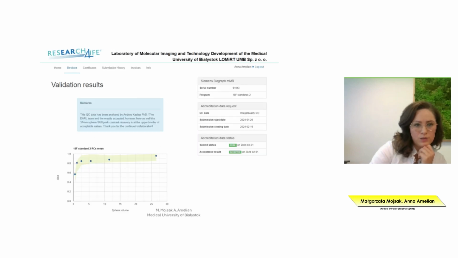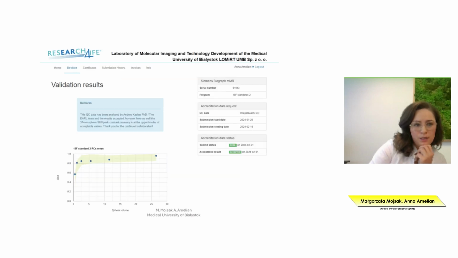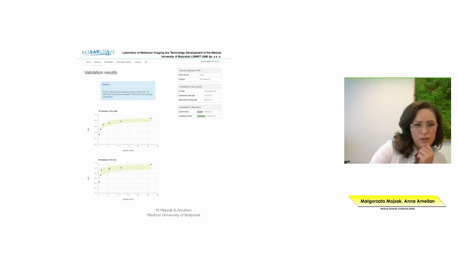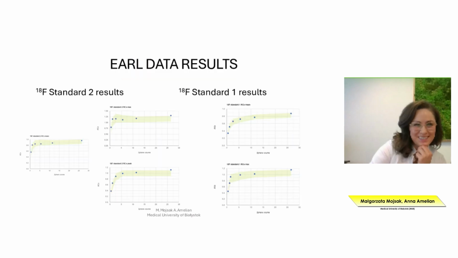So these are the validation results for standard 1, and this is for standard 2. They have been approved. And here you can see that we have some more data analysis. So here we looked at the mean SUV, maximum SUV, and peak SUV values. Under the standard 1, we have the peak and minimum SUV. I know that we are running out of time. So this is the compilation of standard 1 and standard 2. This is the data analysis.